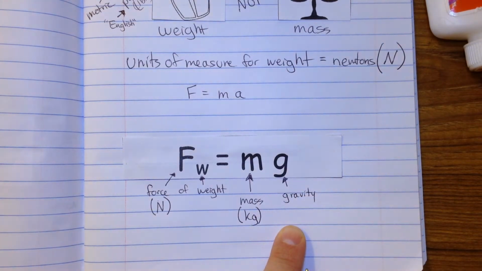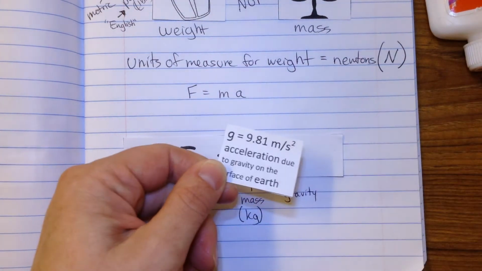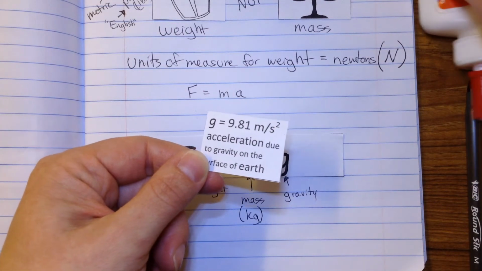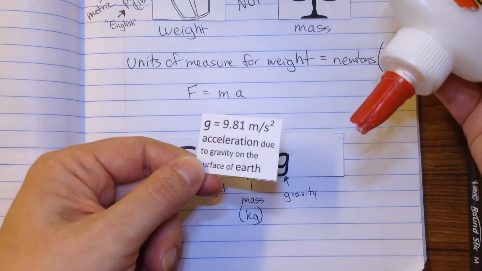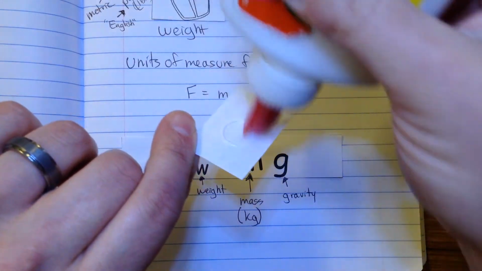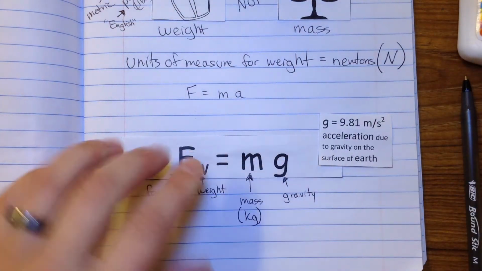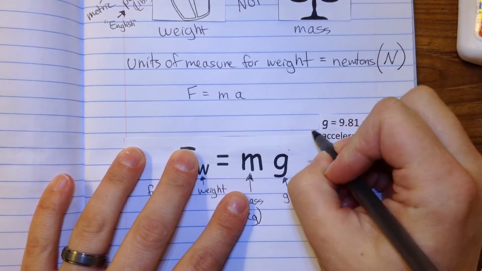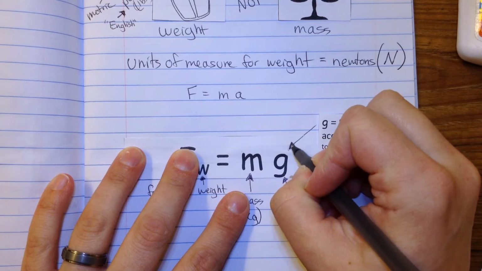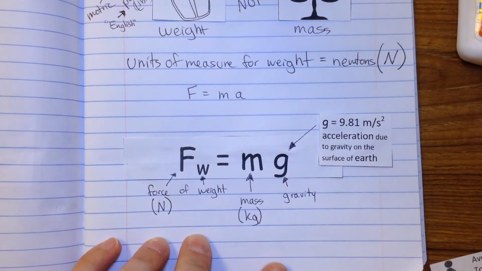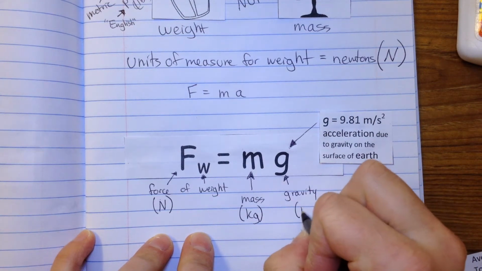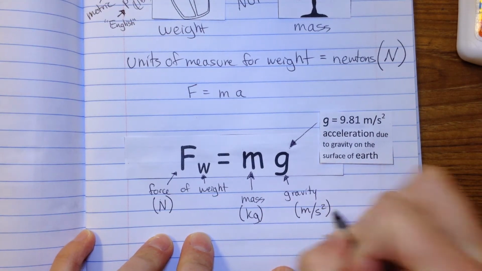All right. Here's your little helpful hint. g equals 9.81 meters per second squared, the acceleration due to gravity on the surface of Earth. Go and glue that over here on the side. So units of measure for gravity are meters per second squared.